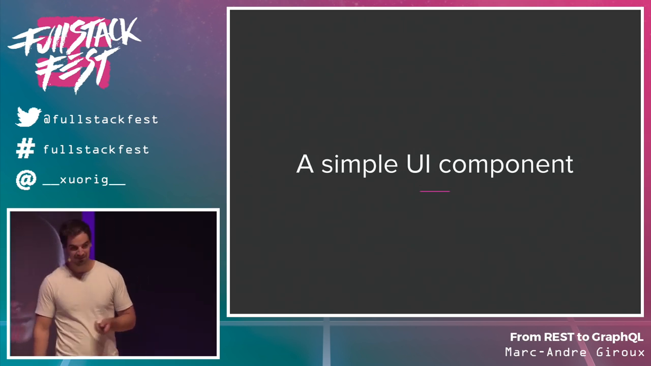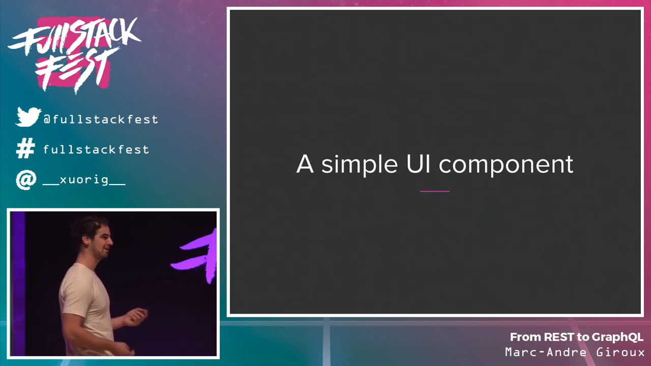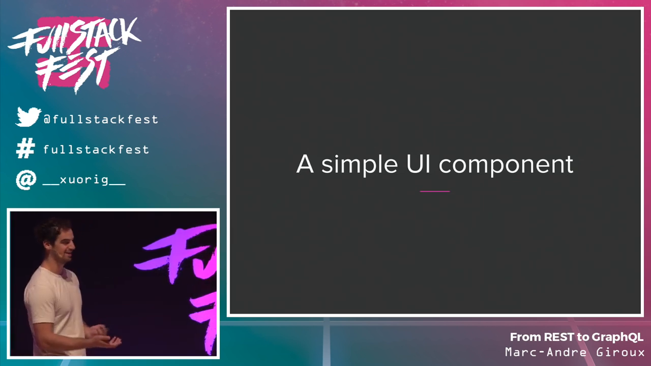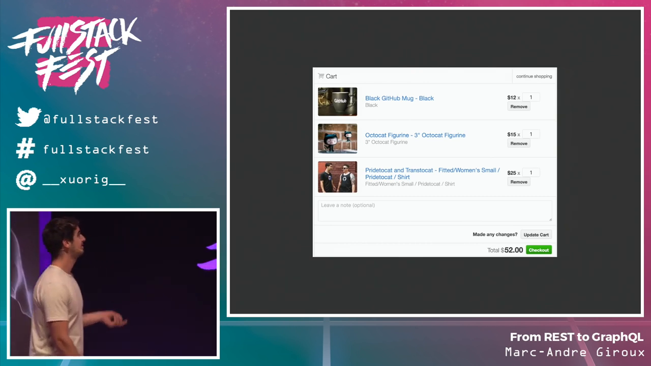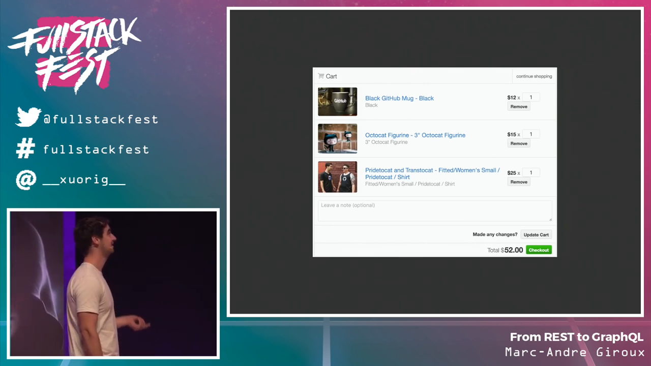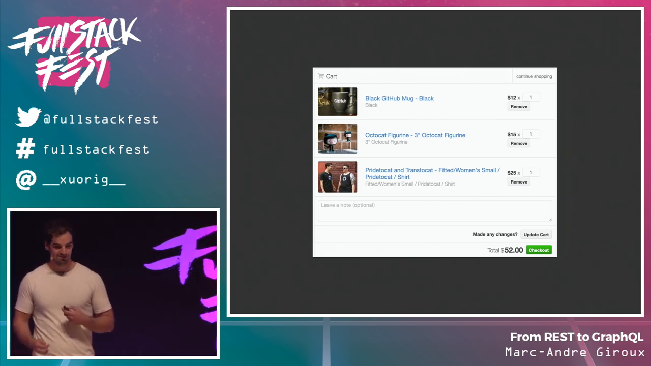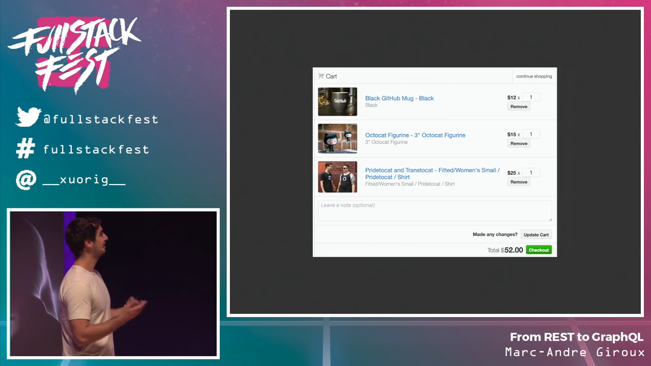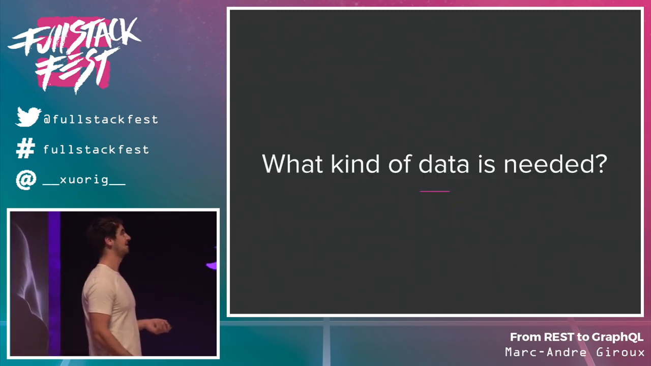So I want to start with a simple UI component, and we'll walk through how we could get data to populate that component. So let's take, for example, this shopping cart in the GitHub shop. It's pretty simple, but we still need a lot of data to render all this. So what kind of data exactly do we need?